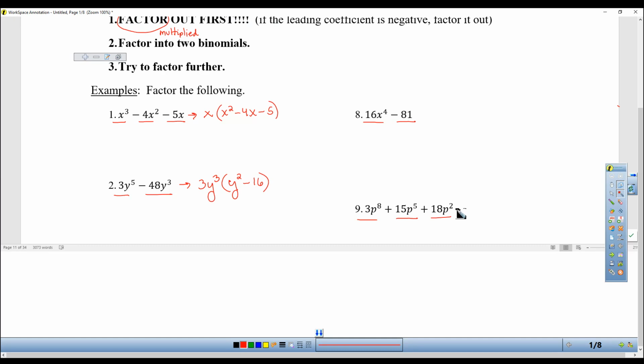On number 9, I see that I can take out a 3 and a p squared, which leaves me with a p to the 6. Be careful, not p to the 4th. P squared times p to the 6 is p to the 8th. Because remember, this means p times p times p times p times p times p times p times p. It means 8 p's. So not p to the 4th, just a little note there. So p to the 6 plus 5p to the 3rd plus 6.